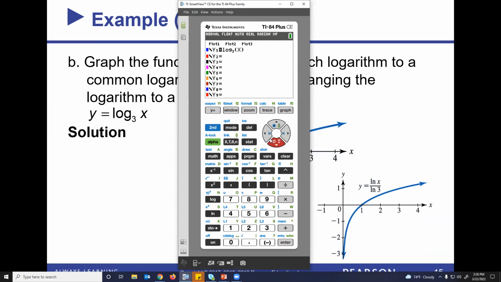Those that have my TI-83s, you don't have the log base. So how do I actually plug this in the graphing calculator? This is where that change of base is going to come in. And again, take your pick, whether it's common logs or natural logs. So I could have taken the natural log of the inside, close the parentheses, divided by the natural log of the base, which my base is 3. Or common log, your choice there.